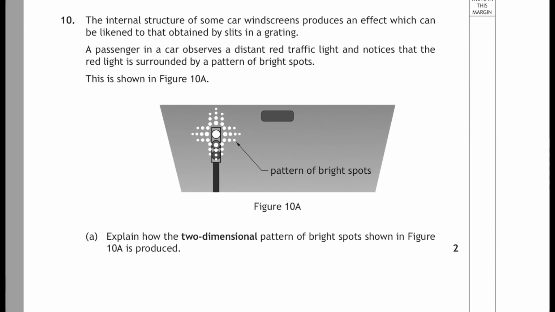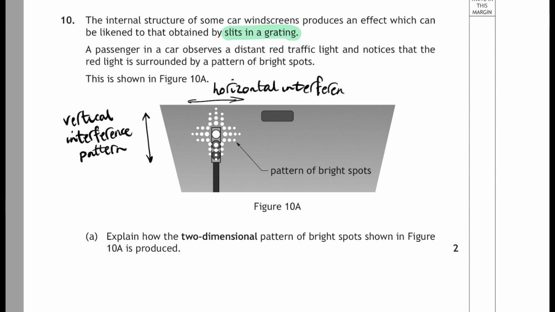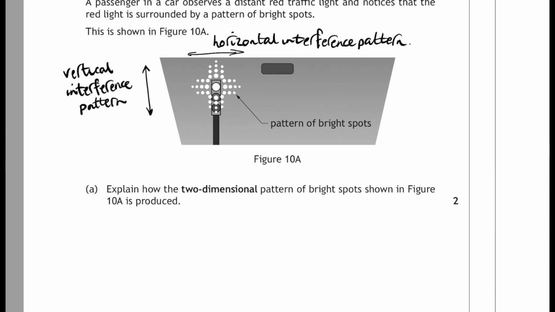It's question 10. The internal structure of some car windscreens produces an effect which can be likened to that obtained by slits in a grating. A passenger in a car observes a distant red traffic light and notices that the red light is surrounded by a pattern of bright spots, shown in figure 10a. It appears that we've got a number of vertical interference patterns, and also a number of horizontal interference patterns, and we have to explain how the two-dimensional pattern of bright spots shown in figure 10a is produced.